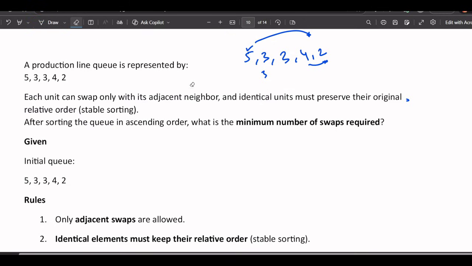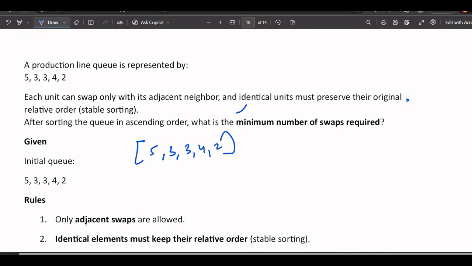So they are asking what the minimum number of swaps to sort this will be. One important thing is that only adjacent neighbors can be swapped. This is a question with one concept, and I hope some of you know about it. I will discuss it. First of all, this is the queue 5 3 3 4 2, and only adjacent nodes can be swapped, and if you want to sort them.